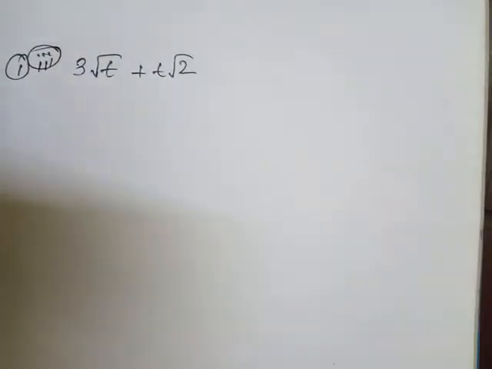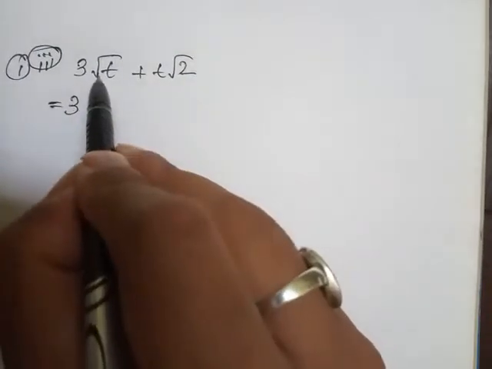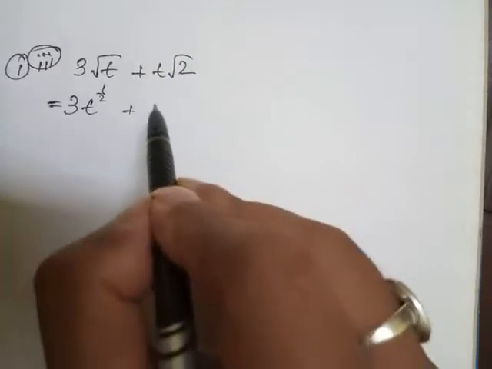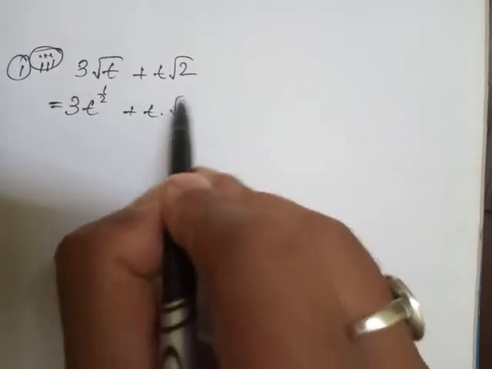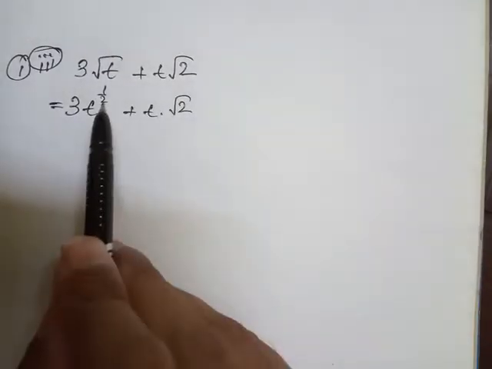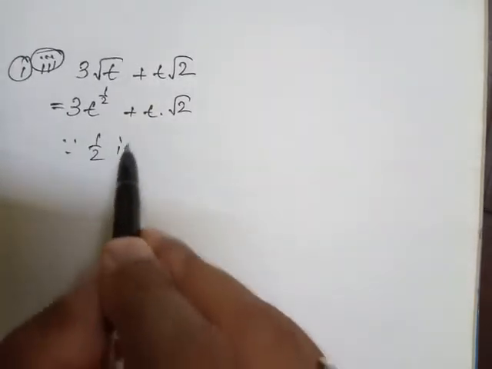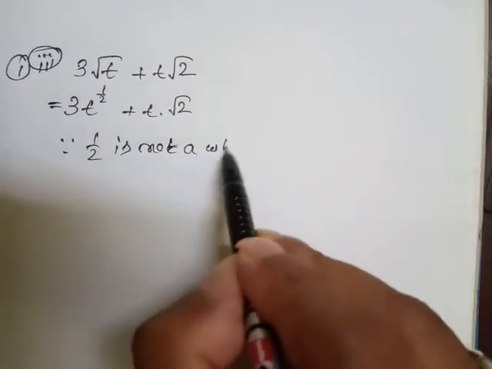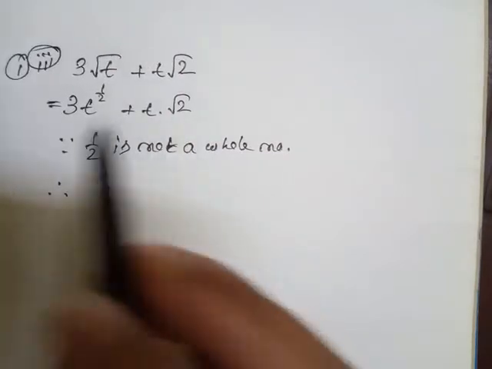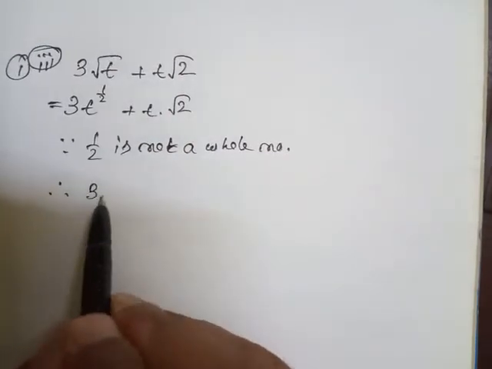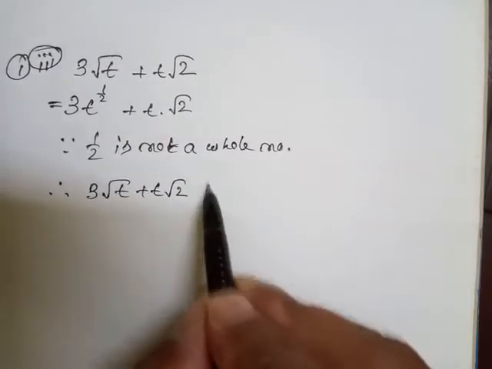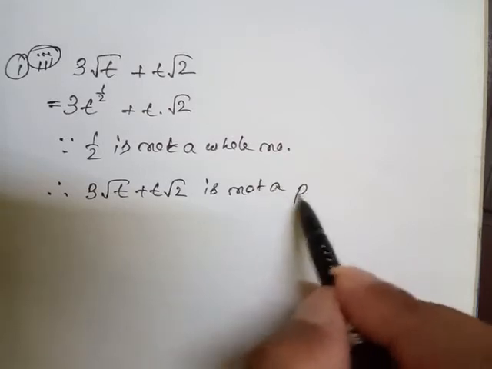Next, Roman 3. 1 Roman 3 is 3 root t plus t root 2. Here one thing we can do, this root t can be written t to the power 1 by 2, plus t into root 2. Now look students, 1 is a whole number, but half is not a whole number. So we can say that since half is not a whole number, therefore 3 root t plus t root 2 is not a polynomial.